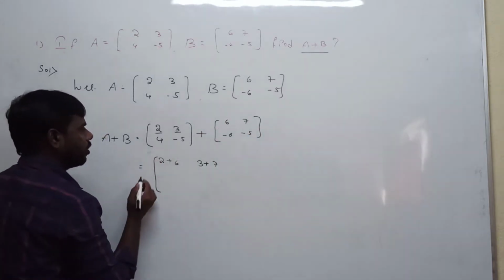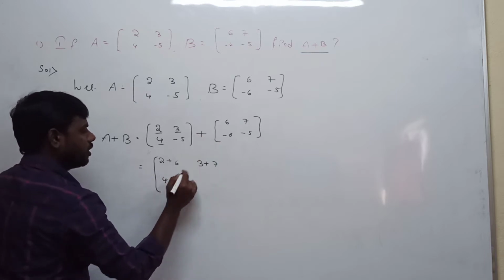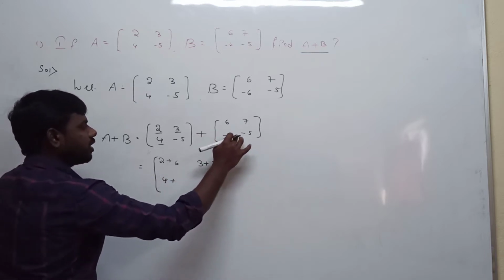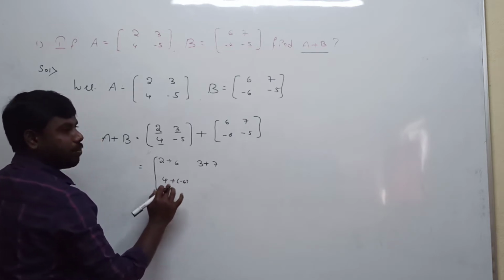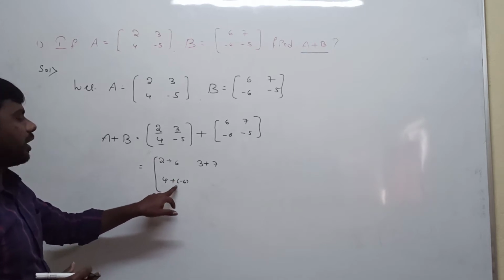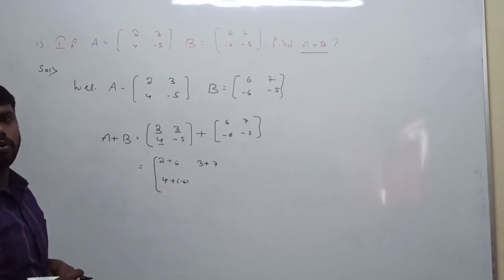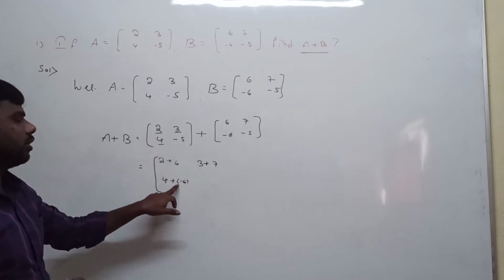Like the second row. What is the first element here? 4. Symbol is positive. In the second matrix, what is the first element? It is minus 6. So the symbol is very important. If we write directly, sometimes we get a wrong value. So be careful. Everyone write. The answer should be simple.